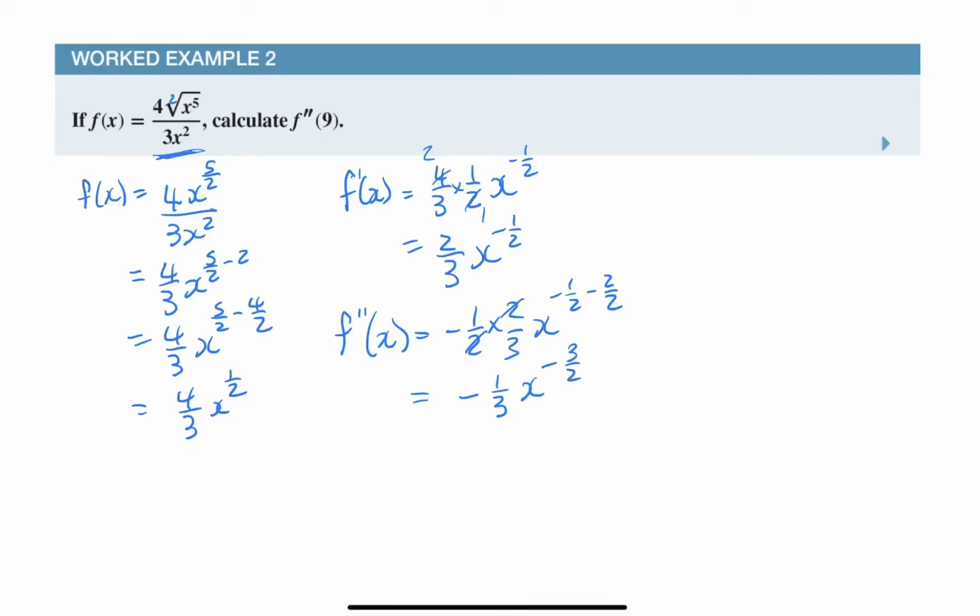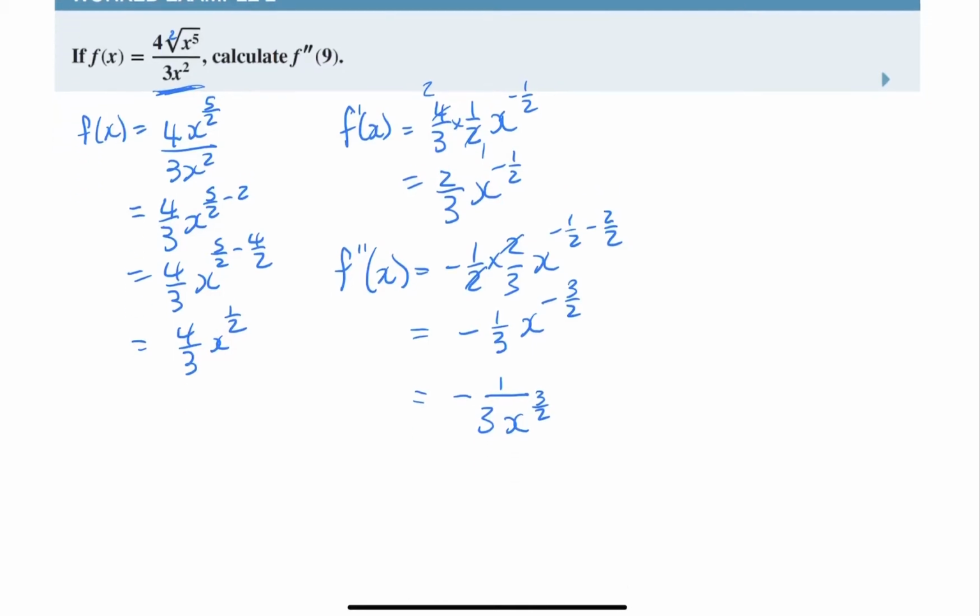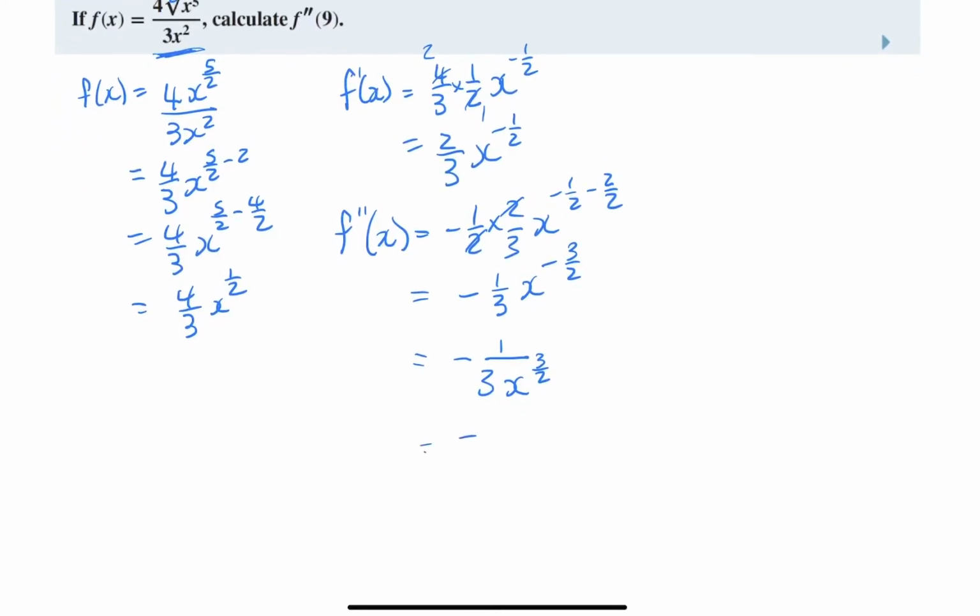So I have minus 1 over 3, x to the power minus a half, minus 2 over 2 is negative 3 over 2. If you want to, you can now say this is minus 1 over 3, the 3 stays underneath the line. This is x to the power minus 3 over 2, which will go underneath the line as x to the power positive 3 over 2. And that is the same as negative 1 over 3 square root of x cubed.